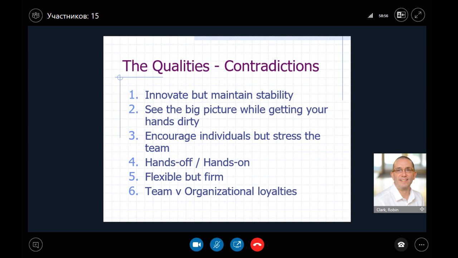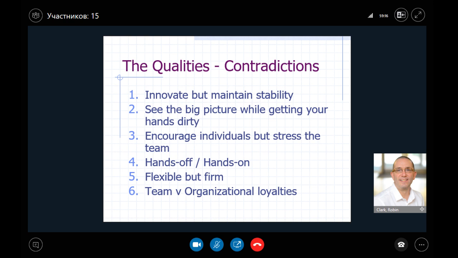What do we want from the team? Here are some things that I've put down. You want them to be innovative, but you want them to be stable. So that word stable comes up again. You want them to see the big picture whilst you actually are getting your hands dirty. So they've got to have a strategic view and also a get-involved view.